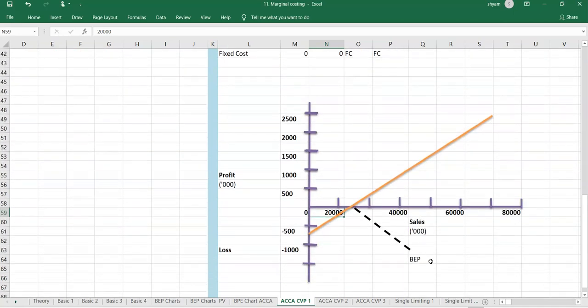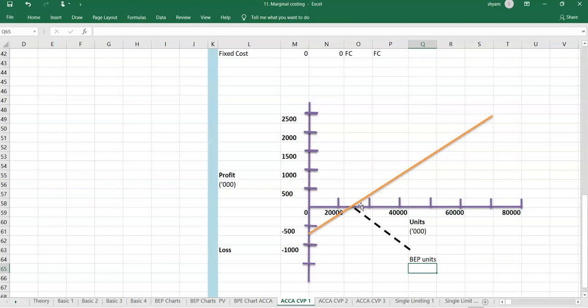Okay, I think we can put it in units itself. So this is BEP in units. At 20,000 units itself, it breaks even.